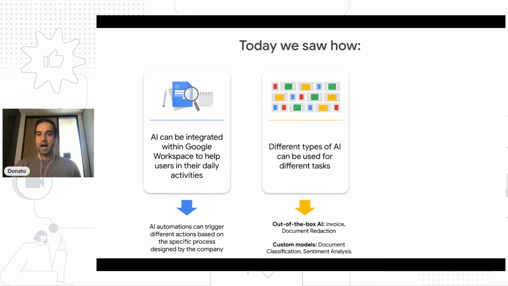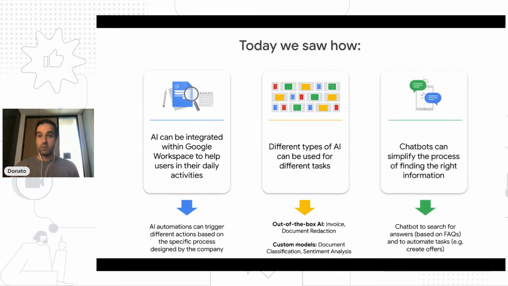So we have seen some out-of-the-box AIs, such as the invoice AI and the document redaction. Those are all AIs that are pre-trained, so ready to use, plug and play, as we could say. And we have seen also some examples of custom models, so the document classification or the sentiment analysis. Those were all AIs that were trained by Greg's company to be more fitting with their specific documents and environment.